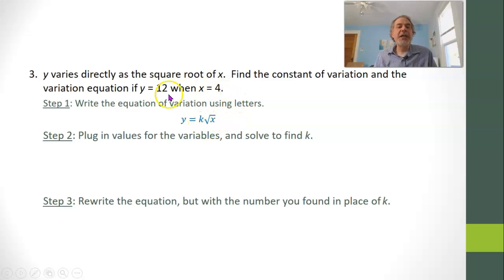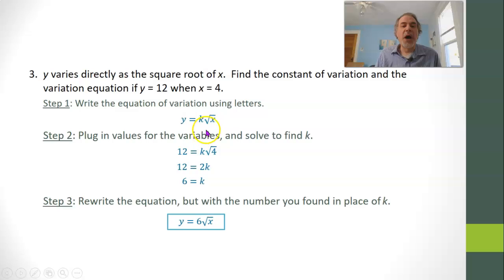Step 2, plug in the actual numbers they give you for y and x. Y is 12 when x is 4. So 12 equals k times the square root of 4. Now the square root of 4 would be 2. So really this is telling us that 12 equals k times 2, 2k. And now dividing both sides by 2, k equals 6. Now that we know what number goes in place of k, we can rewrite the equation as y equals 6 times the square root of x.